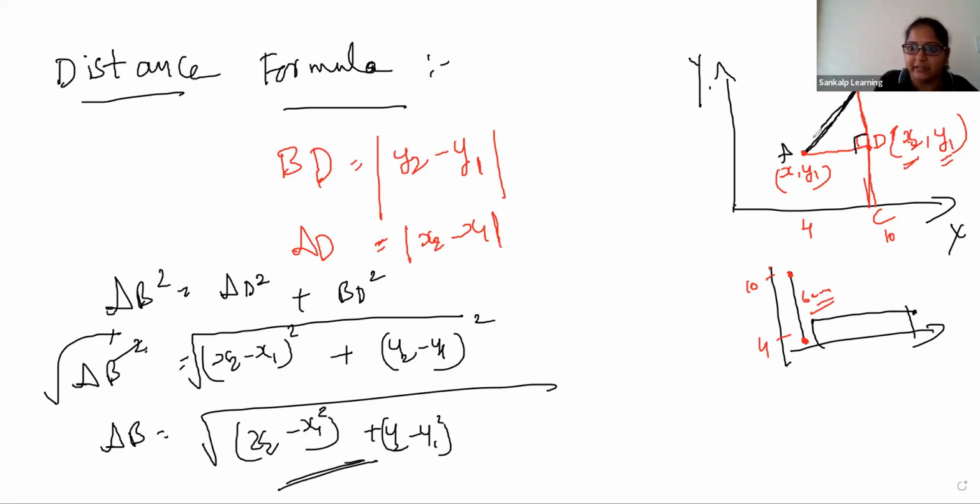So AB has come. How to find the distance of AB? Square root of x2 minus x1 whole square plus y2 minus y1 whole square. This is the formula to find the distance between the 2 points. Got it, children? So they will give you coordinates, and by using that, you have to find the distance. Okay, children, I think you understood the formula. Okay, got it?